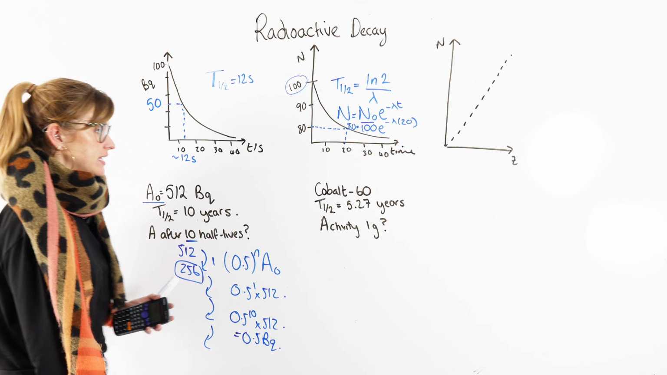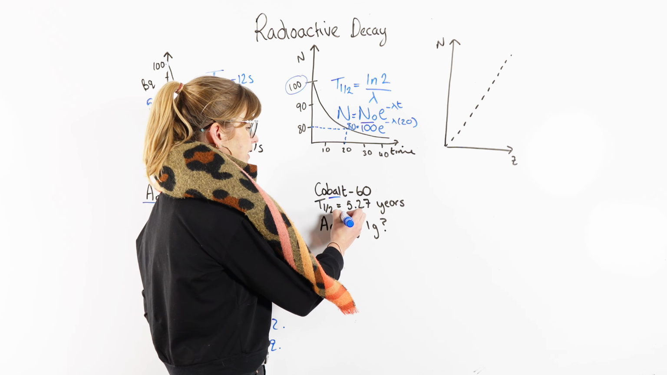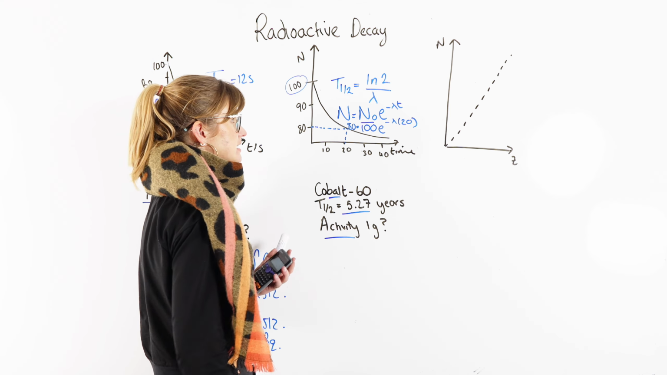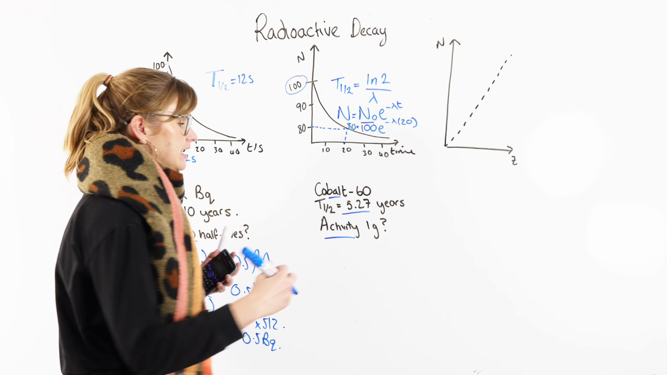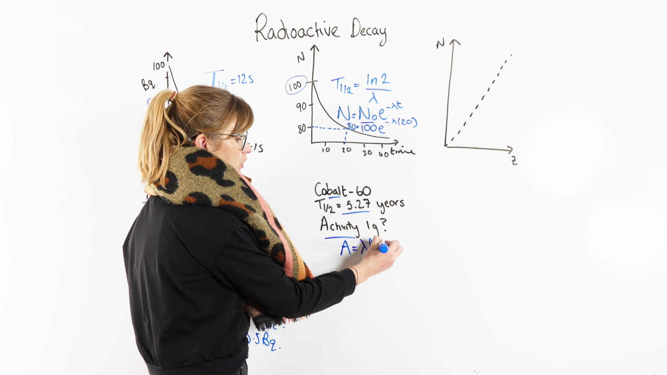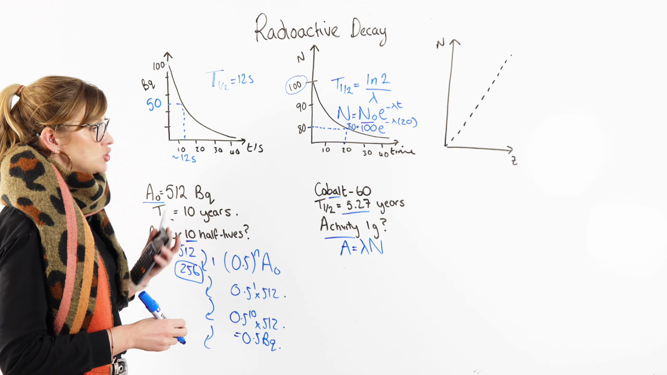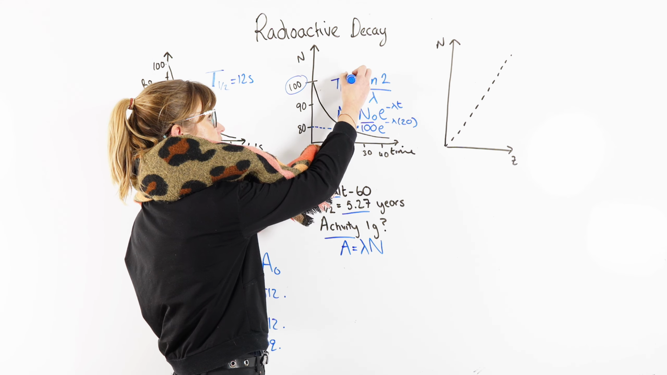Next one, which might be a bit more likely, is again, if we've got cobalt 60, we're told what the half-life is, and I want to know what the activity is. The last equation I use quite often is how to calculate activity. And activity is always equal to the decay constant times the number of nuclei.